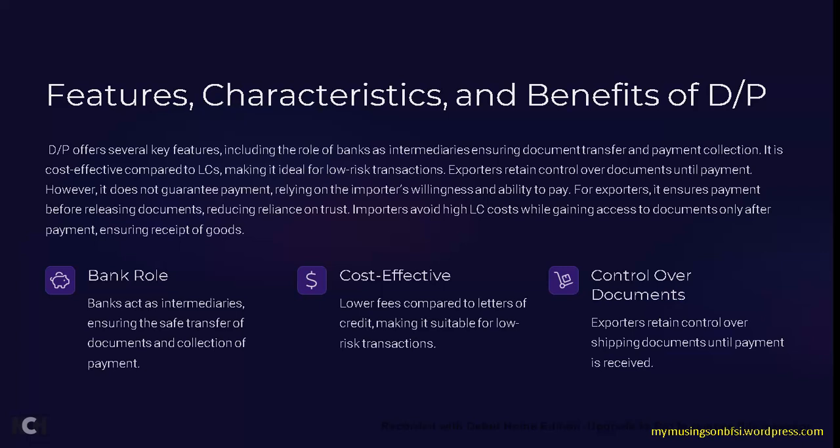The role of the bank. Banks act as intermediaries. They ensure safe transfer of documents. They ensure collection of payment. It is cost effective because letters of credit are comparatively more costly. At the same time, open account is less costly compared to a documentary collection. The exporters retain control over the shipping documents until payment is received. So the exporter has control, and the payment is given by the importer only when documents are presented. These are the benefits that the parties get in this transaction.